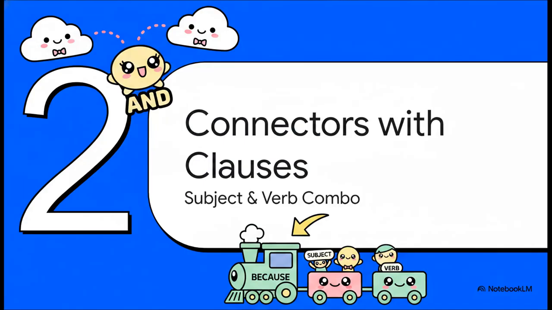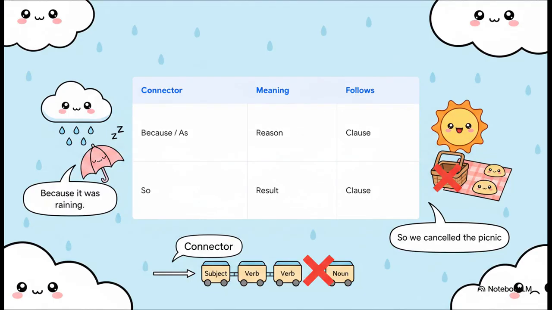Section 2, Connectors with Clauses. We're talking about that subject and verb combo. Let's look at the connecting words that specifically demand a full independent clause. Again, that subject and verb combo we just mentioned. To show a reason or cause, we use subordinating conjunctions like because, since, and as. Think of because it was raining. Now, to show a result or effect, we use coordinating conjunctions like so we canceled the picnic.